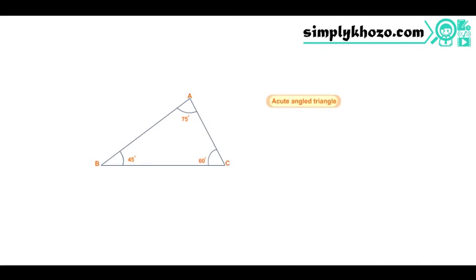Acute angled triangle. A triangle, all of whose angles are acute, is called an acute angled triangle. You will recall an acute angle is one whose magnitude is less than 90 degrees. For example, if the interior angles of a triangle ABC are 60 degrees, 45 degrees, and 75 degrees, then triangle ABC is an acute triangle.